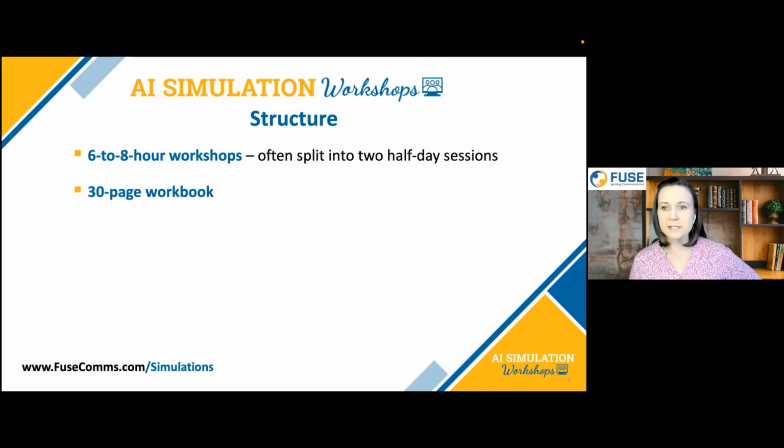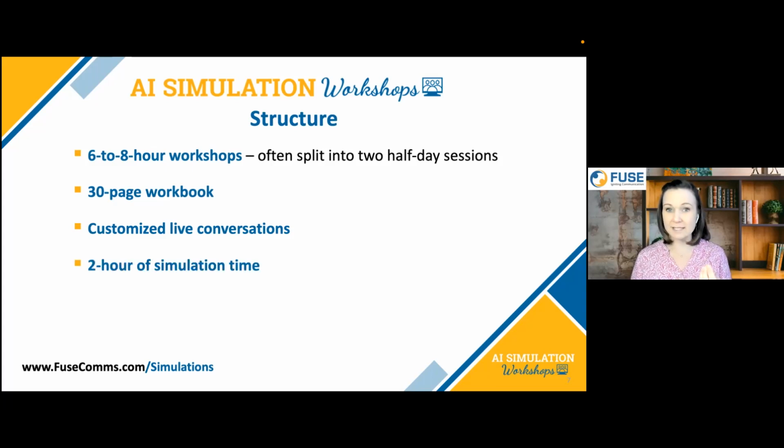In that 6 to 8 hour workshop, participants use a 30-page workbook that provides them many case studies and templates that are utilized during the live conversations that happen. We customize these conversations to each group to ensure that they're thinking about their real world stakeholders first before they get into the simulation. That way they're able to relate the simulated experience to learn some life lessons when they do play the simulation.